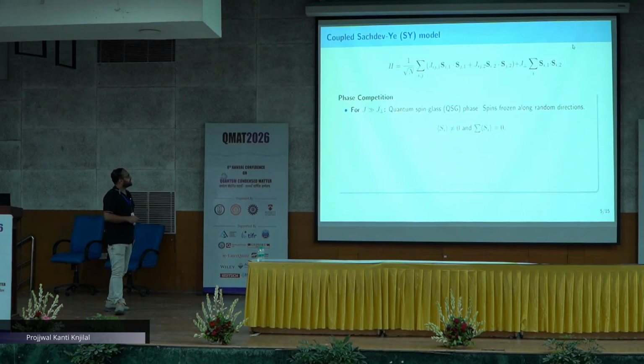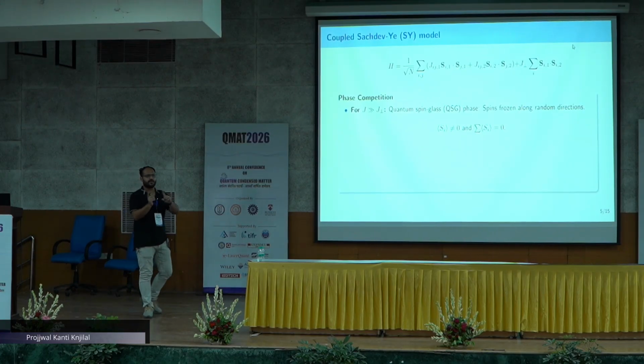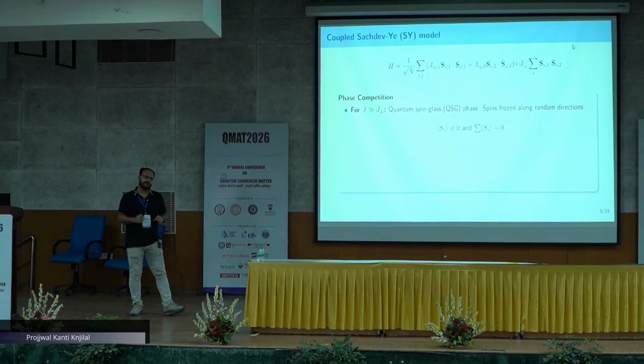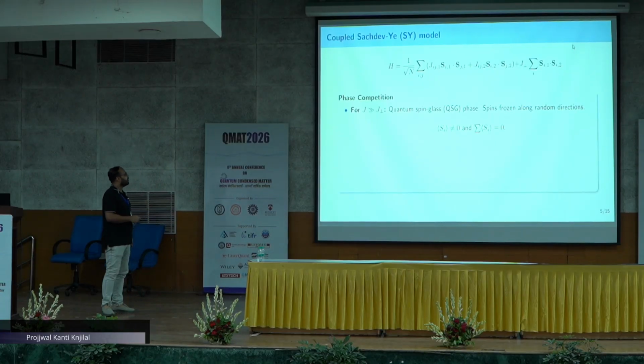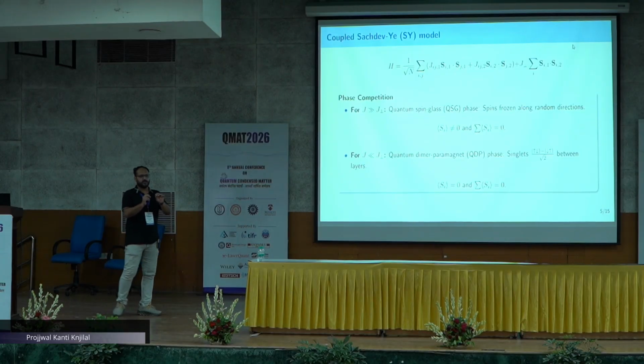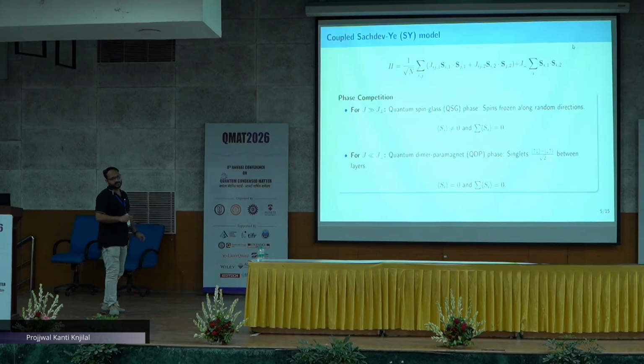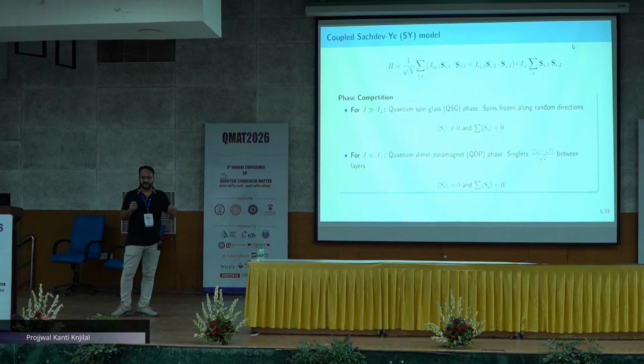As you can see, in the limit when this random interaction is very large, it should show some sort of a quantum spin glass phase. So spins are frozen in time at some random direction. If you take an expectation value, it is non-zero, and overall it should be 0. In the other limit, when there is no random interaction and there are only antiferromagnetic interactions, it forms singlets between two layers. So that's a dimer phase.